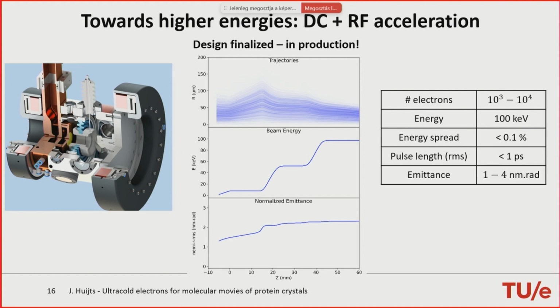We have between 1,000 and 10,000 electrons per pulse, which means that it's not sufficient to get a full diffraction pattern with a single shot. But we're at a kilohertz, so within about 1/10 of a second, you should be able to get a full diffraction pattern. And we conserve the good emittance of the source, this 1 to 4 nanometer rad, if you remember from the beginning, which is sufficient for protein crystallography. So this should, in principle, do the trick.